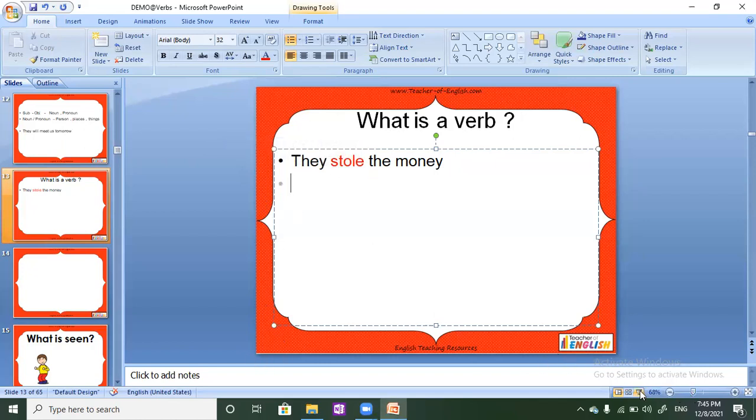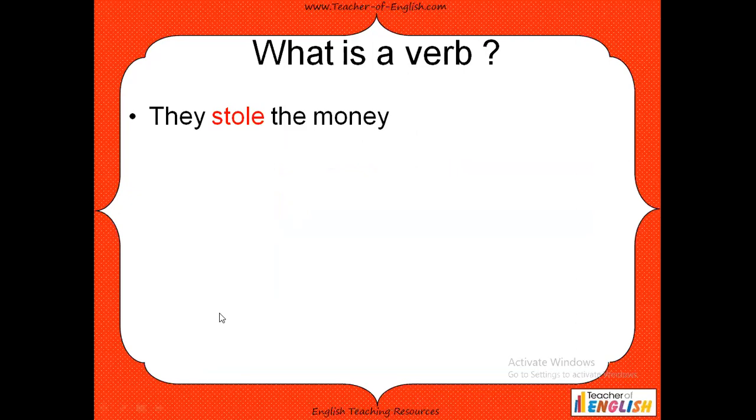They stole the money. If you look at this sentence and see what is written in color, the word "stole" is referring to the action that they have done. So remember clearly, looking at this sentence, we can understand that a verb usually refers to an action. Let me explain very, very clearly.